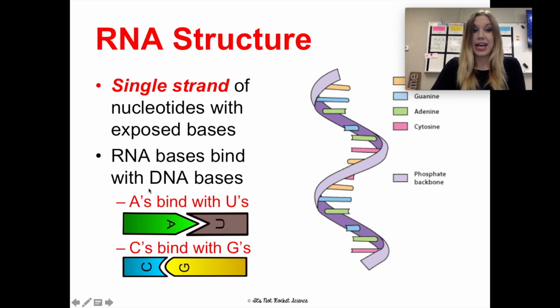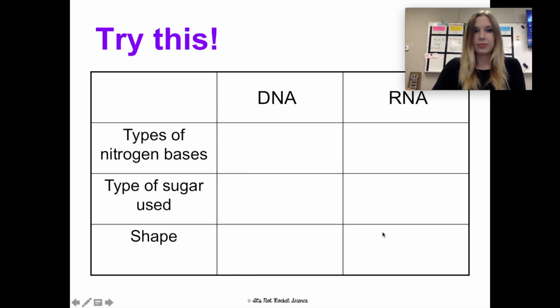So this is just here. A's bind with U's and C's bind with G's. So try this. See if you can figure it out. The types of nitrogen bases, remember, are A's, C's, T's, G's, U's. Which ones are used in DNA, and which ones are used in RNA?